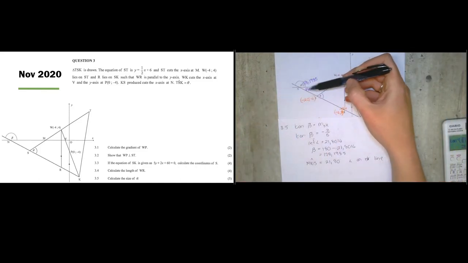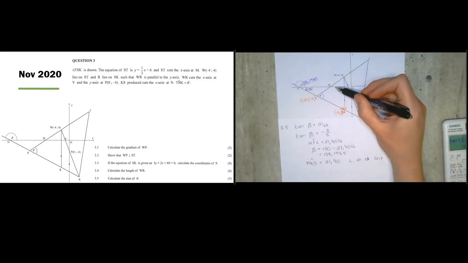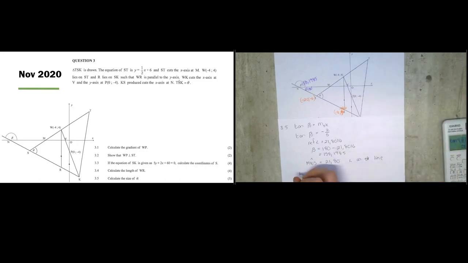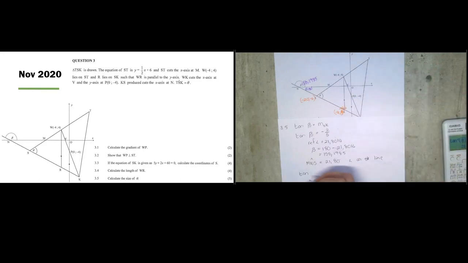The other line that forms this angle is line ST. Do I have the gradient of line ST? Yes. So I can get that inclination angle. Let's call this angle TMV. Tan of angle TMV is equal to the gradient of line ST, so tan of angle TMV is equal to, my gradient is 1/2. So angle TMV, if I go onto my calculator, works out to be 26.565. Let's fill that in.